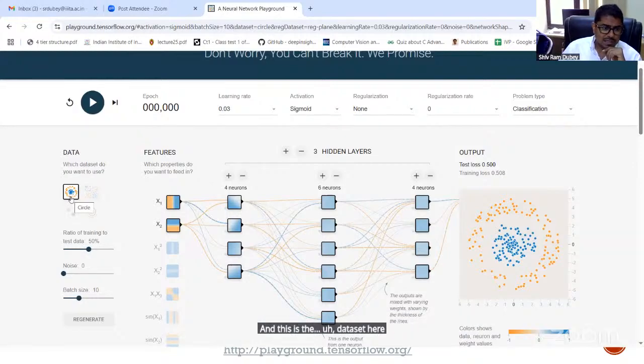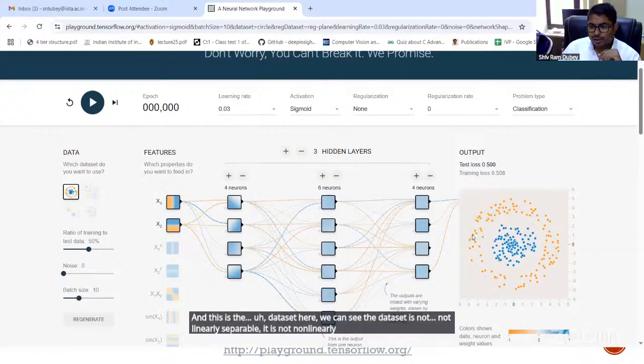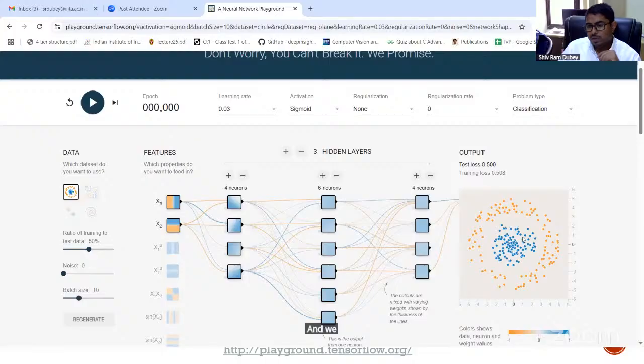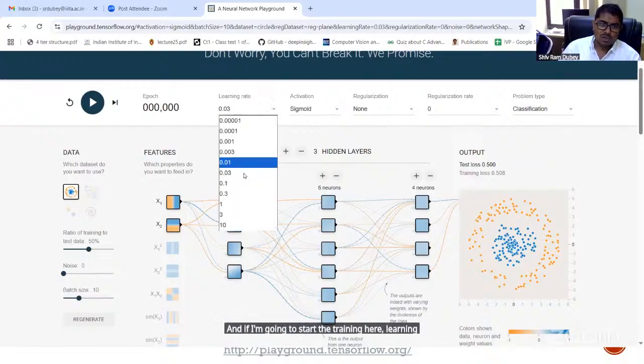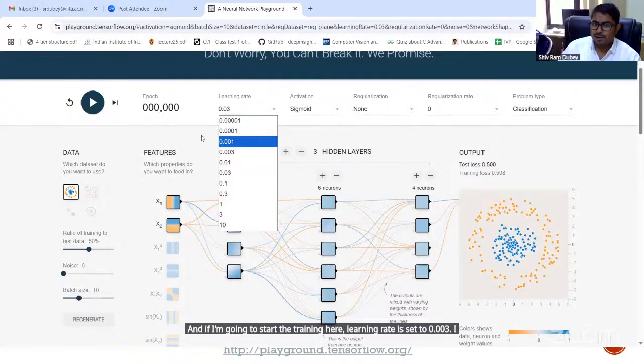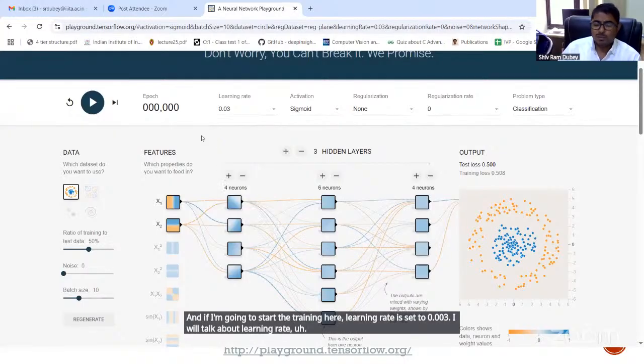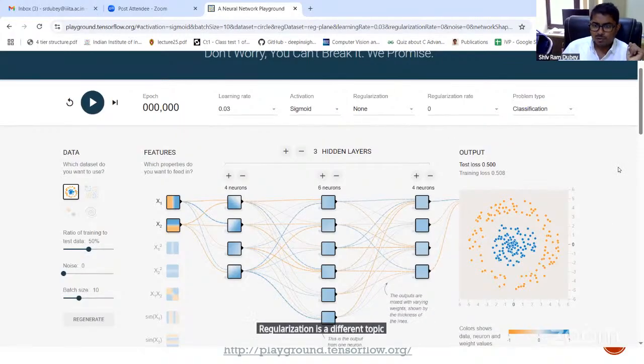We can see the data set is not linearly separable. It is non-linearly separable data. Now at the right side, you can see this is the data distribution. If I start the training here, the learning rate is set to 0.003. I will talk about learning rate after this demo and tell you what it means. Regularization is a different topic that we'll discuss later on. Right now, we are not using any regularization.